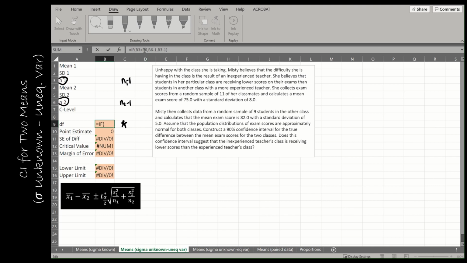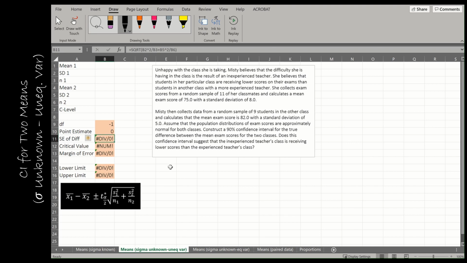So that's what I've done here. I said, if that value is true, if B3 is bigger, then give me B6 minus 1. If B3 is not greater than B6, then that's the one I want. Give me B3 minus 1. And that's going to be my degrees of freedom. So again, don't feel like you have to use that, but please feel free to use it if you'd like. The point estimate we already talked about is the same.